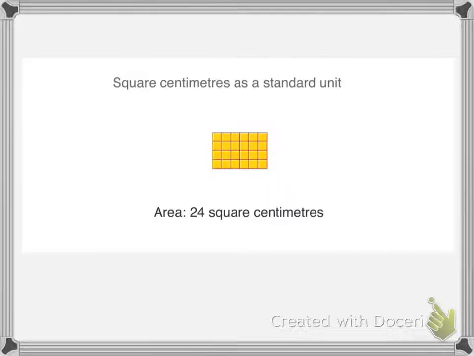To find the area, you can just count each of the squares individually. You can skip count them as you would in an array, by 4s or by 6s. Or, if you know your multiplication facts, you could multiply 6 times 4.